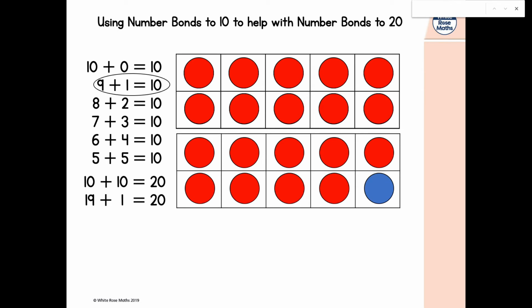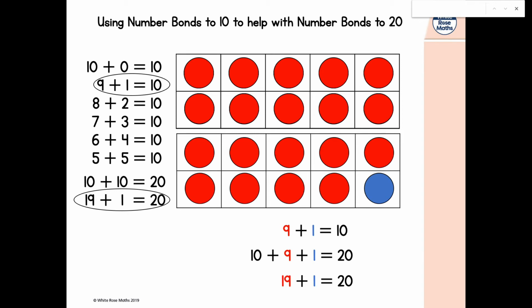Hang on a minute. Do you remember when we did 9 plus 1 equals 10? That's like that bottom 10 frame. And if we think about 9 plus 1 equals 10, we can think about 19 plus 1 as 10 plus 9 plus 1. And 10 plus 9 is 19, so 19 plus 1 equals 20. Can you see what's the same? Can you see what's different?